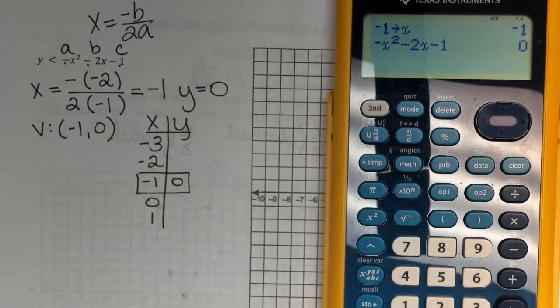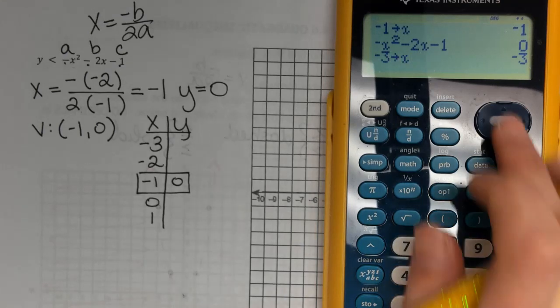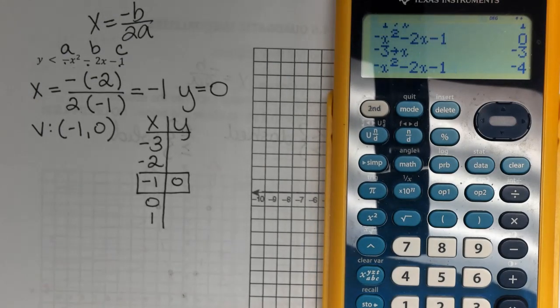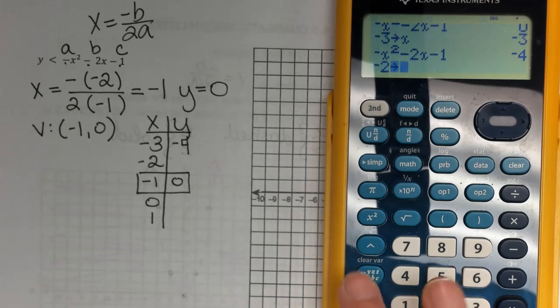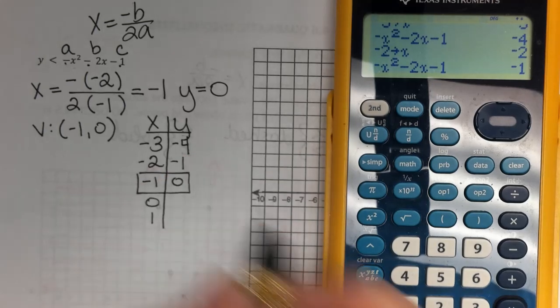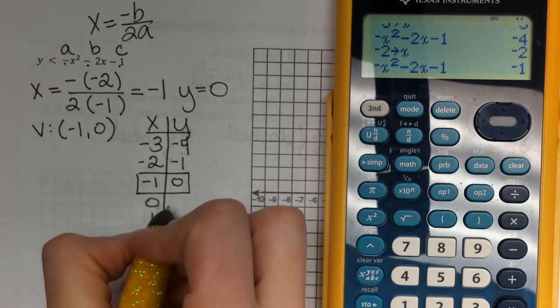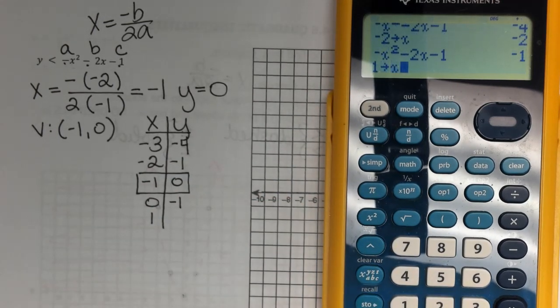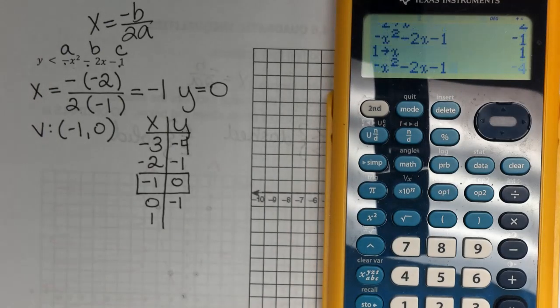So you're going to still get those y values the same way we just did that. Store negative 3 for x, and you get negative 4 for y. Negative 2 store for x, you will get negative 1. When you plug in a 0, you get negative 1. And then when you plug in 1, you should get negative 4.